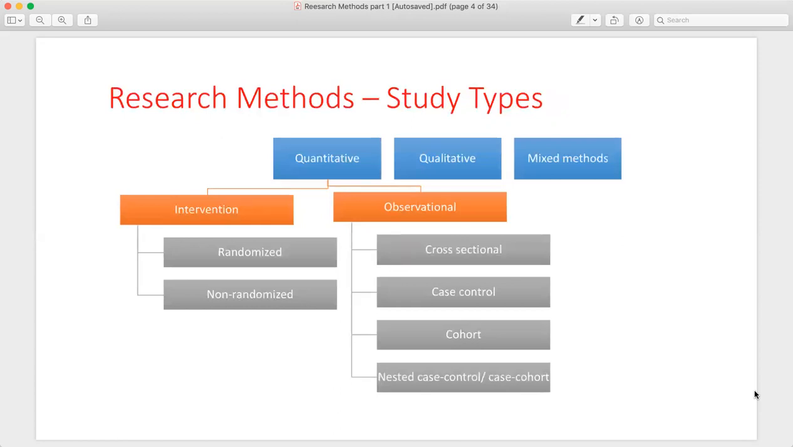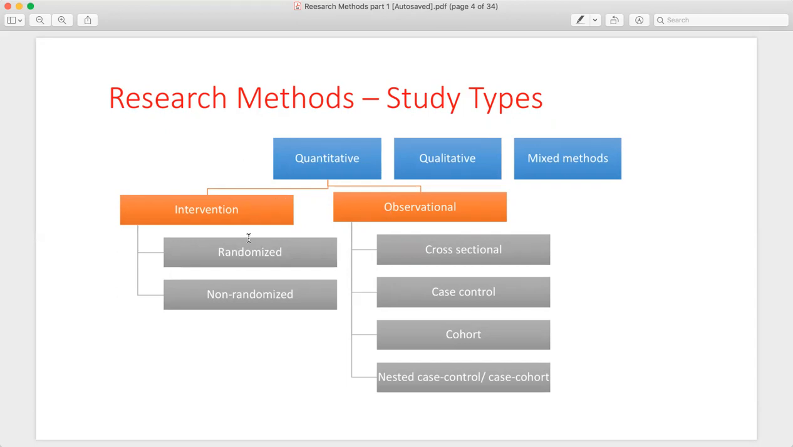So let's start with a quick overview of study types. Generally, broadly, study designs can be categorized into quantitative design, qualitative design, and mixed methods. And as I told you earlier in this lecture, we will be focusing on quantitative methods for this specific session. So quantitative methods can be broadly categorized into intervention and observational study.